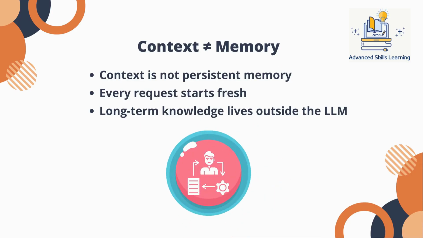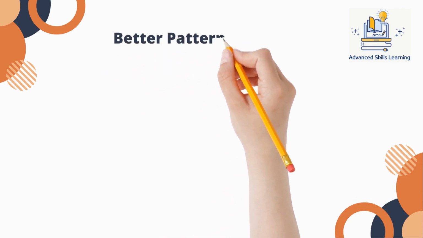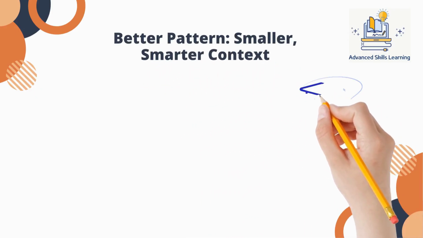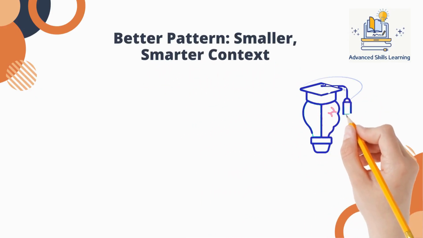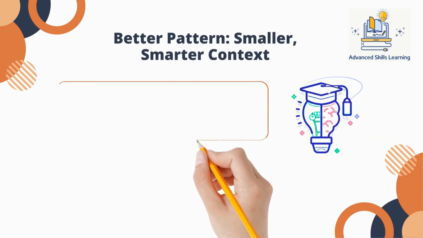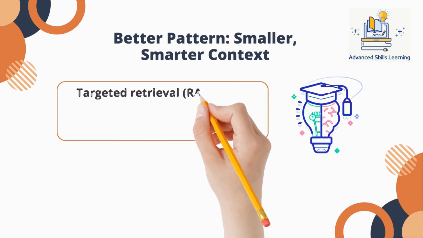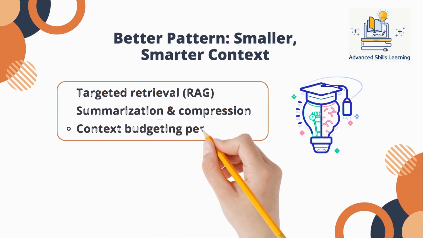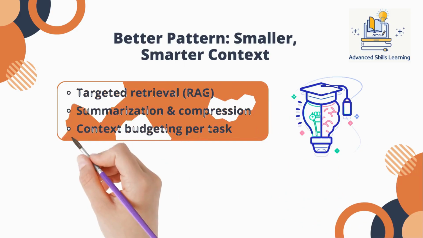So what works better? Strong Gen AI systems use smaller, smarter contexts. They retrieve only what is relevant, summarize aggressively, and manage token budgets intentionally. Instead of pushing everything into the context window, they focus on precision. A well-curated 4,000 token prompt often outperforms a noisy 100,000 token prompt.